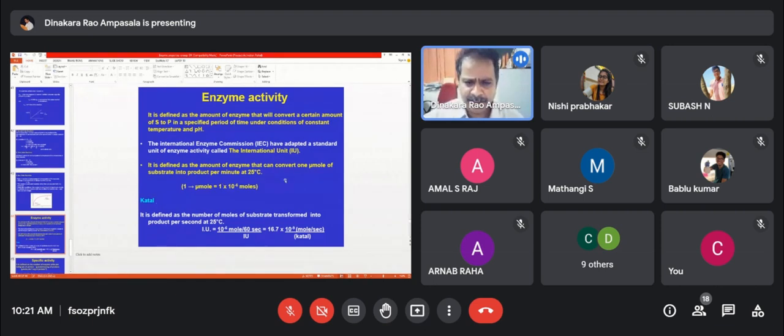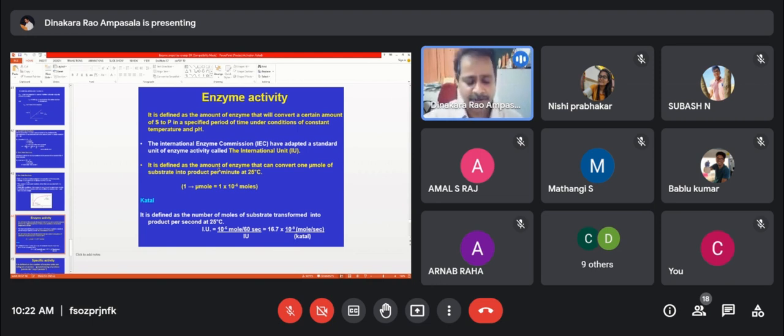Here, international units are per minute, whereas many reactions complete within seconds. If you wait for a minute, some reactions will already be complete. So to capture those reactions, people use another way to express activity. It is defined as the number of moles of substrate converted into product per second, at 25 degrees.